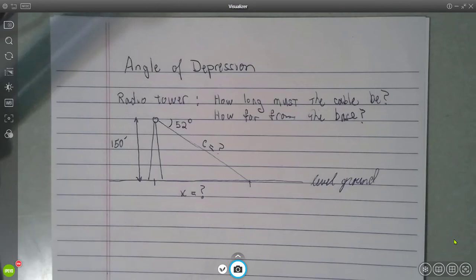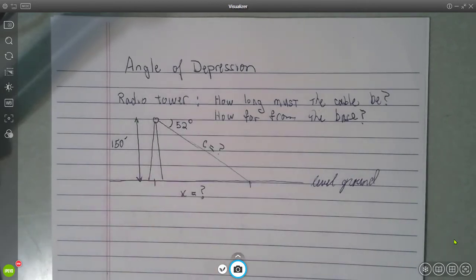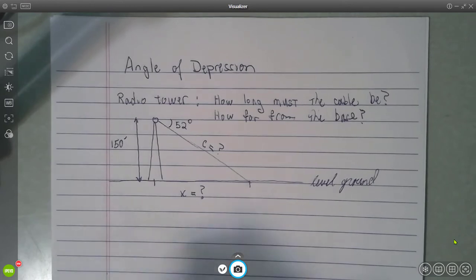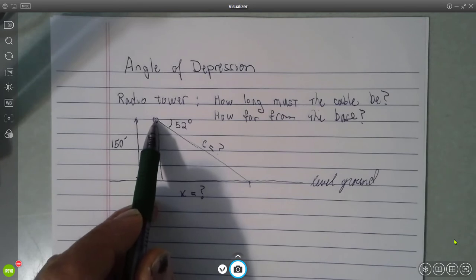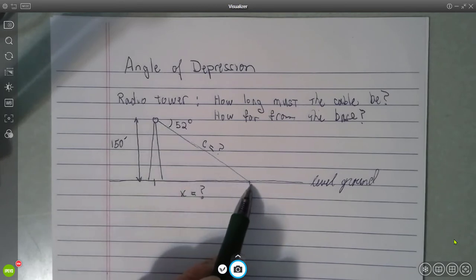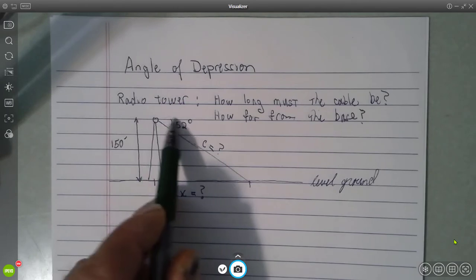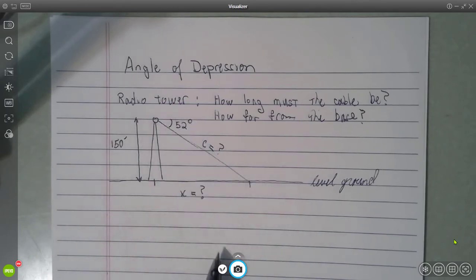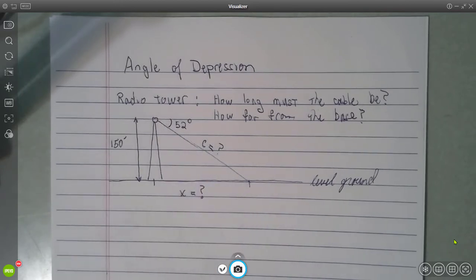In the seventh tip, we want to describe how to work with an angle of depression. In an angle of depression, the idea is that you have an elevated observer who takes a sighting from where he is to someplace down below and measures this angle between the horizontal and the line of sight. And then we want to compute some distances or other angles in the problem.